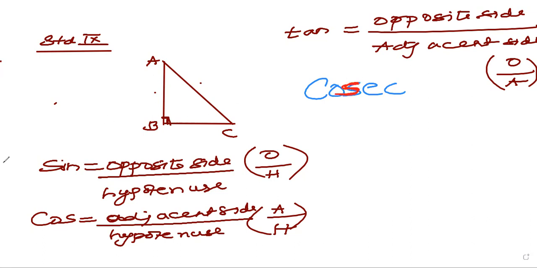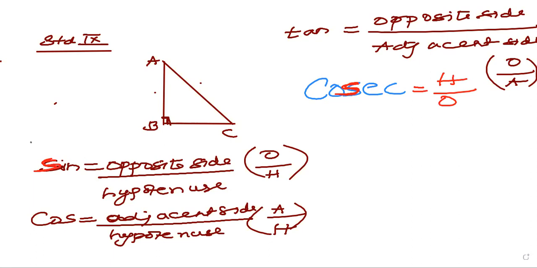S से start होता है sine. So naturally, cosec is a reciprocal of sine. It is hypotenuse upon opposite side. Like hypotenuse, sine is what? Opposite upon hypotenuse. Cosec will be h upon o.